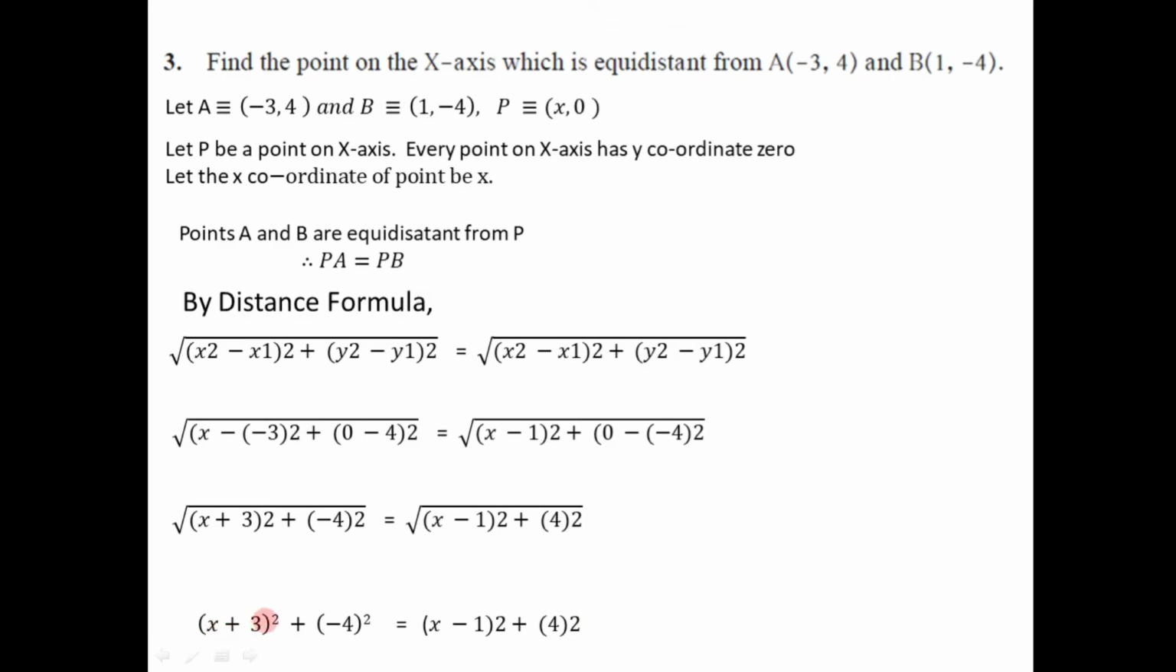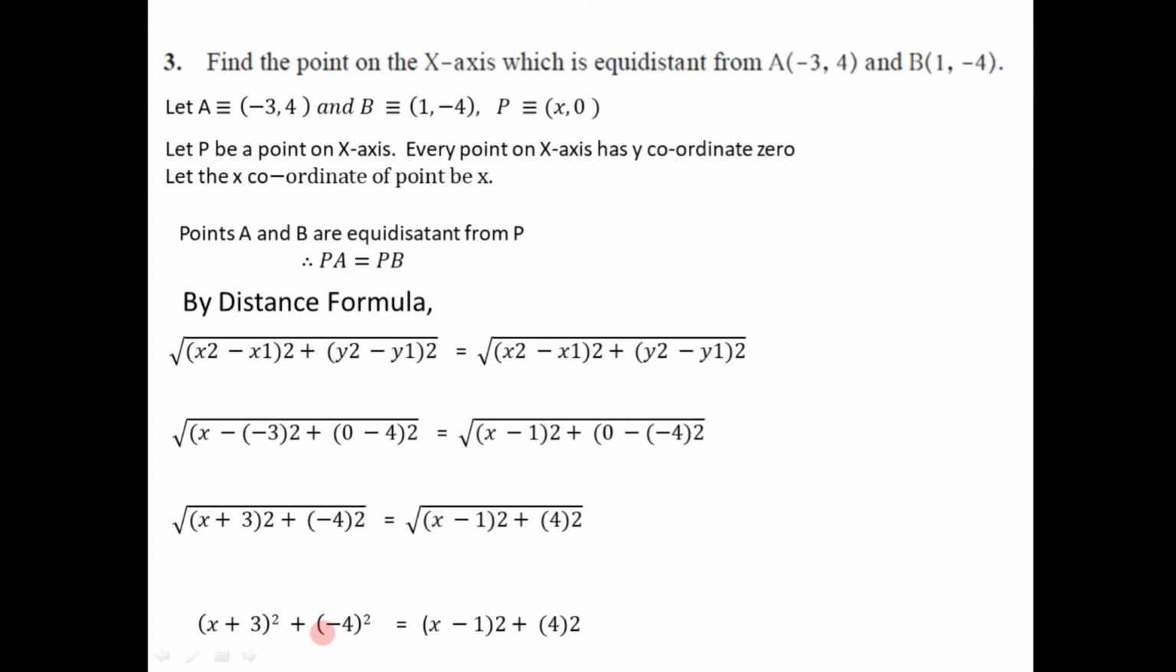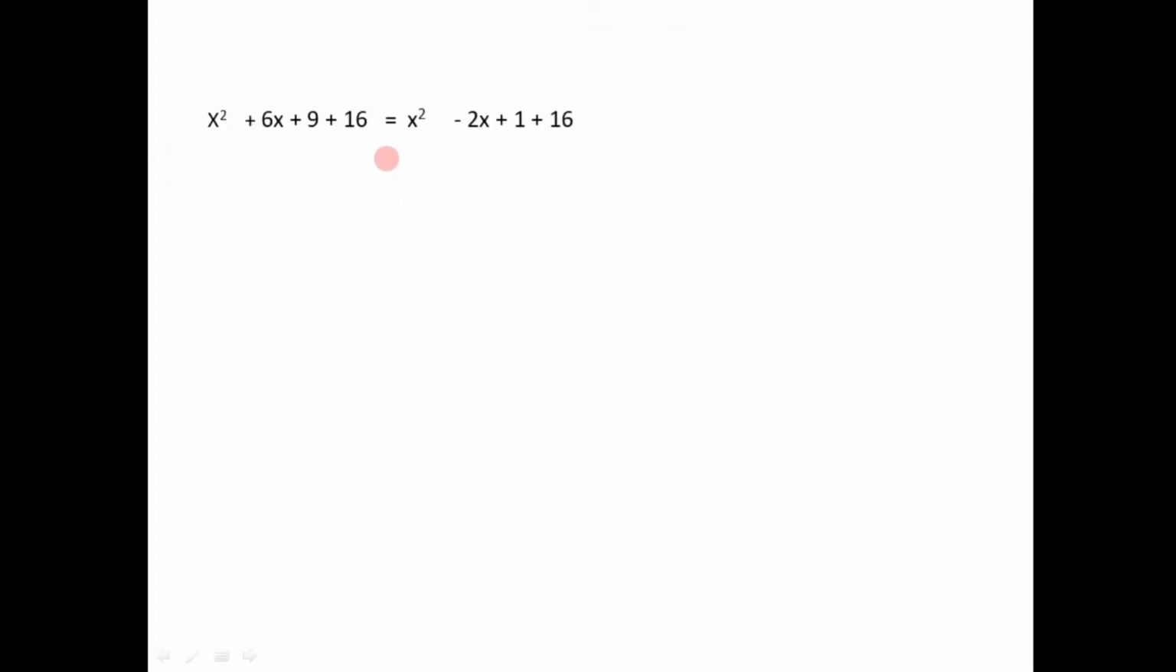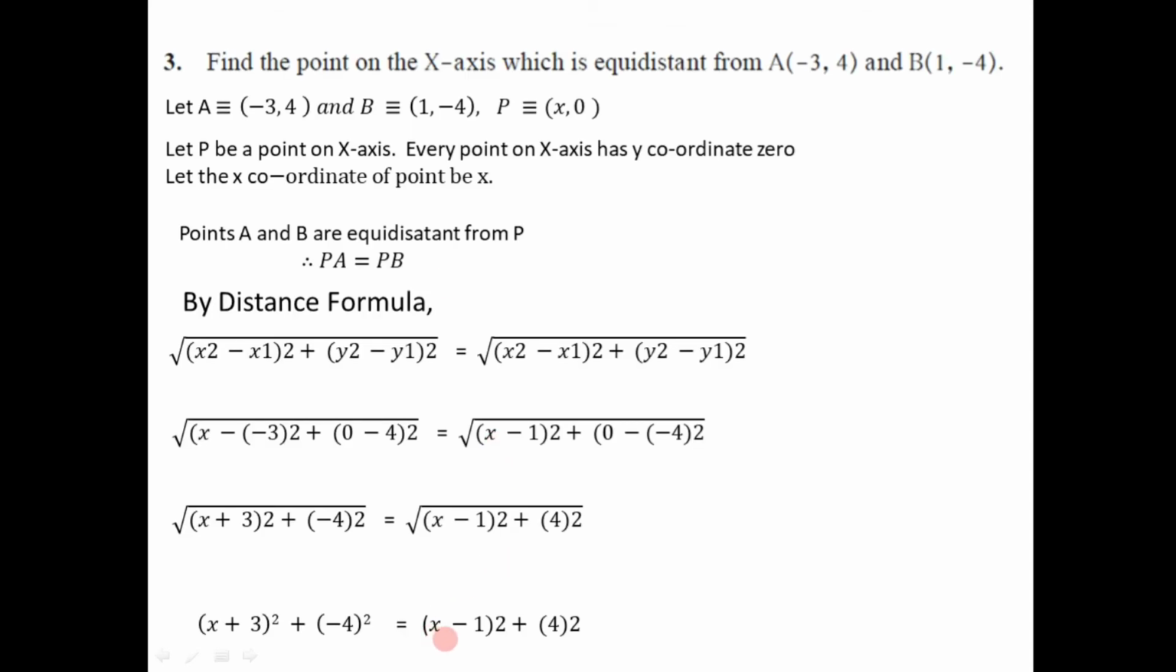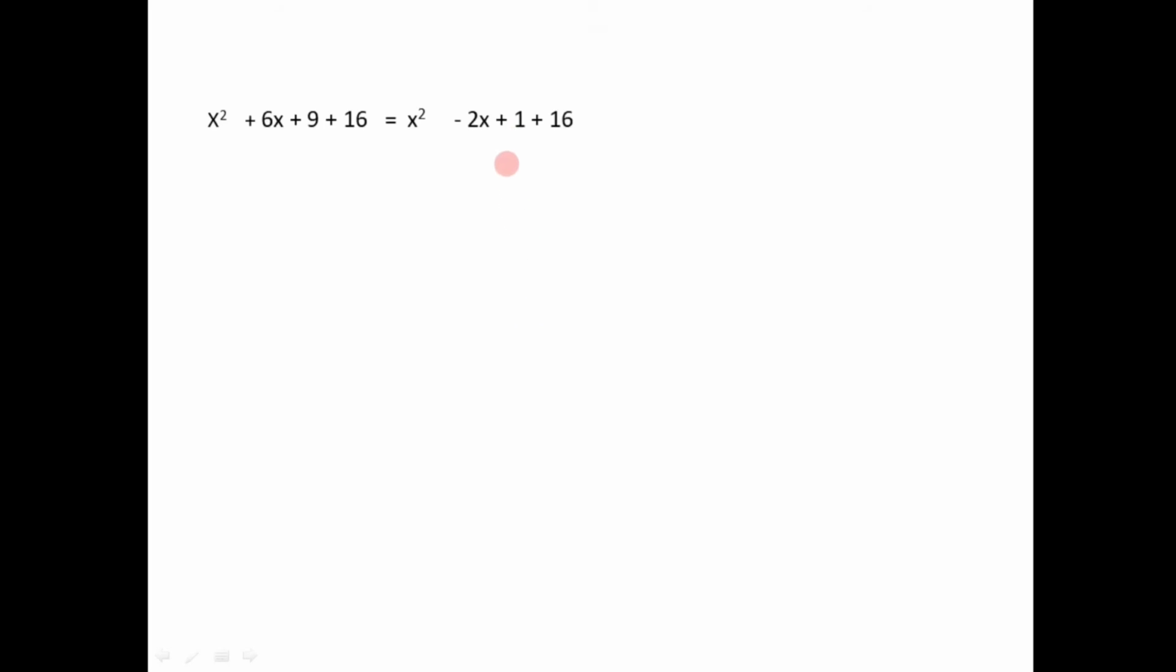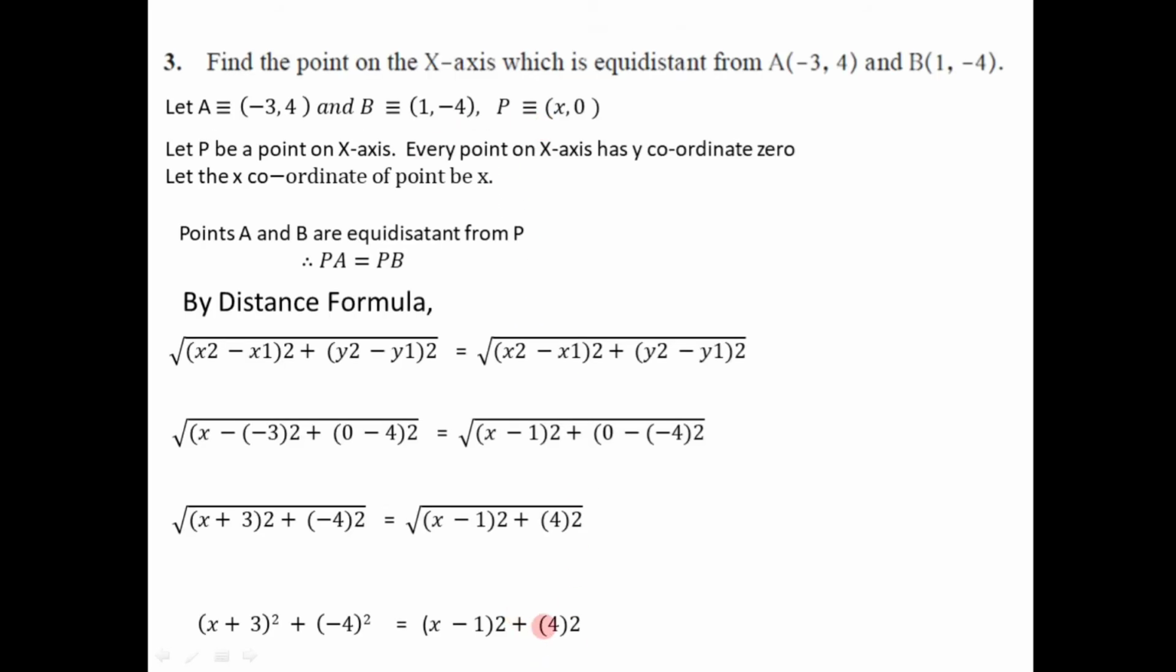So we have to use the expansion formula to get x square plus 6x plus 9 plus the square of minus 4 is plus 16. That is equal to, on the right hand side we have x minus 1 bracket square. So this is in the form a minus b bracket square. So we have to use the expansion formula for a minus b bracket square, that is a square minus 2ab plus b square, so as to get x square minus 2x plus 1 plus 4 square is 16 here.